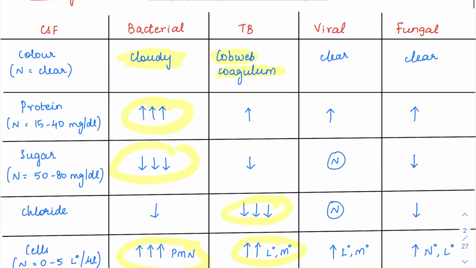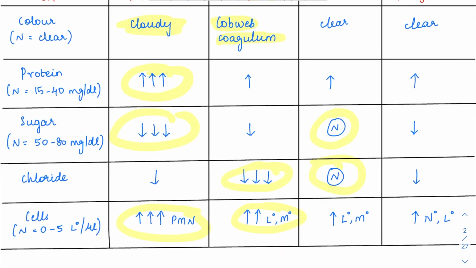Then in a viral infection, the very important thing to remember is that the viral CSF will grossly appear clear, like a normal CSF, and here the sugar and the chloride levels are going to be normal, while protein levels will be slightly elevated. On microscopic examination, again you will see chronic inflammatory cells like lymphocytes and monocytes. So sugar and chlorides will be normal in viral meningitis.